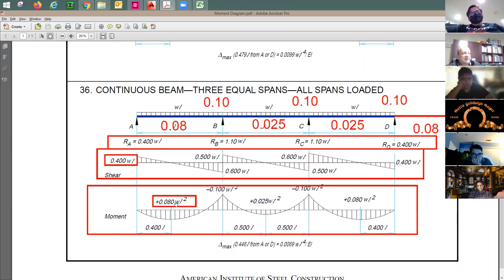So the first moment is going to be 0.08 W squared. The maximum negative moment is going to be W squared divided by 10. And now this is going to be the second positive moment.